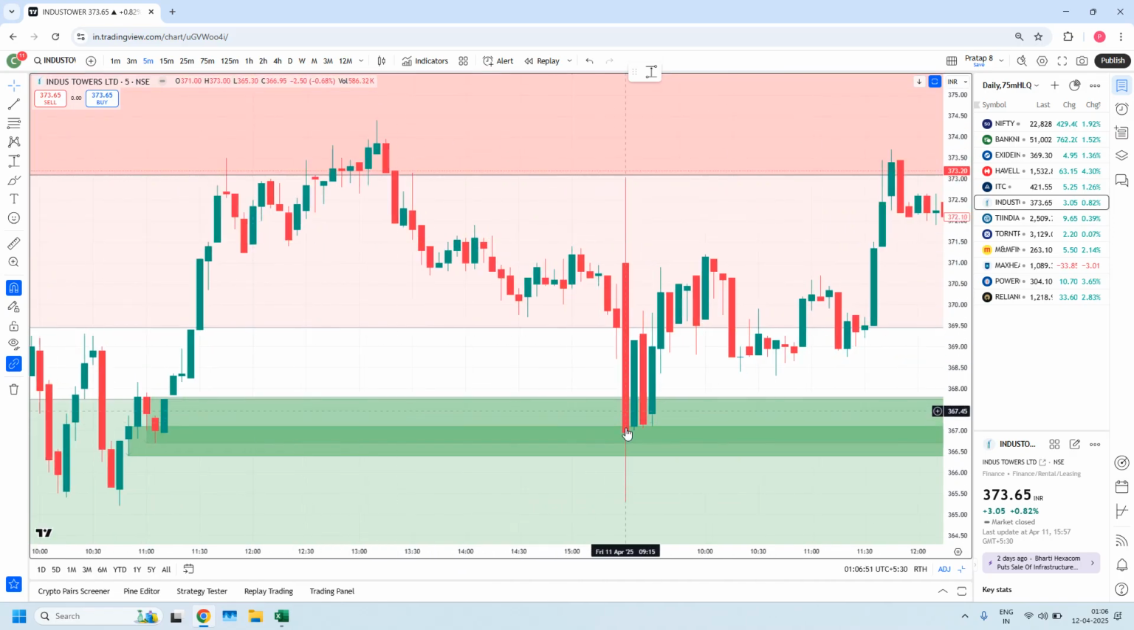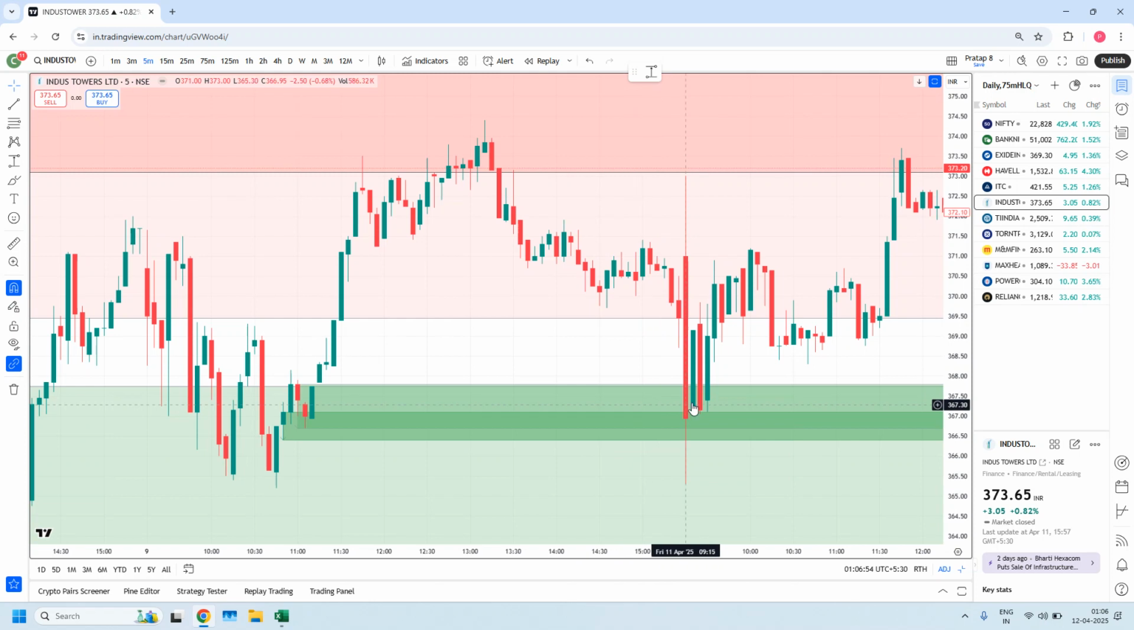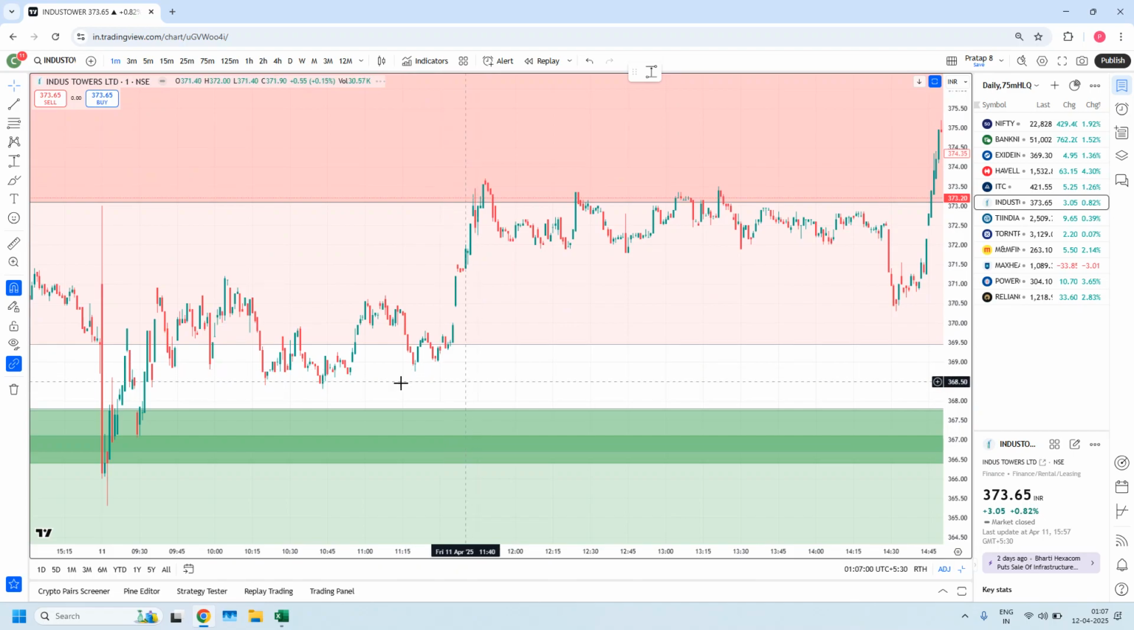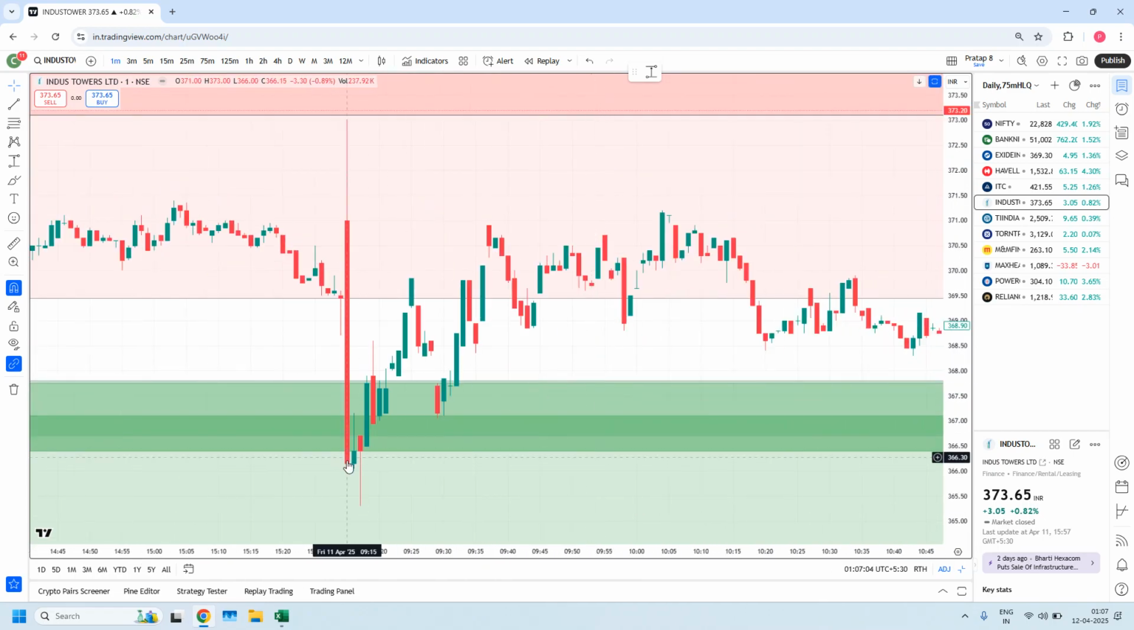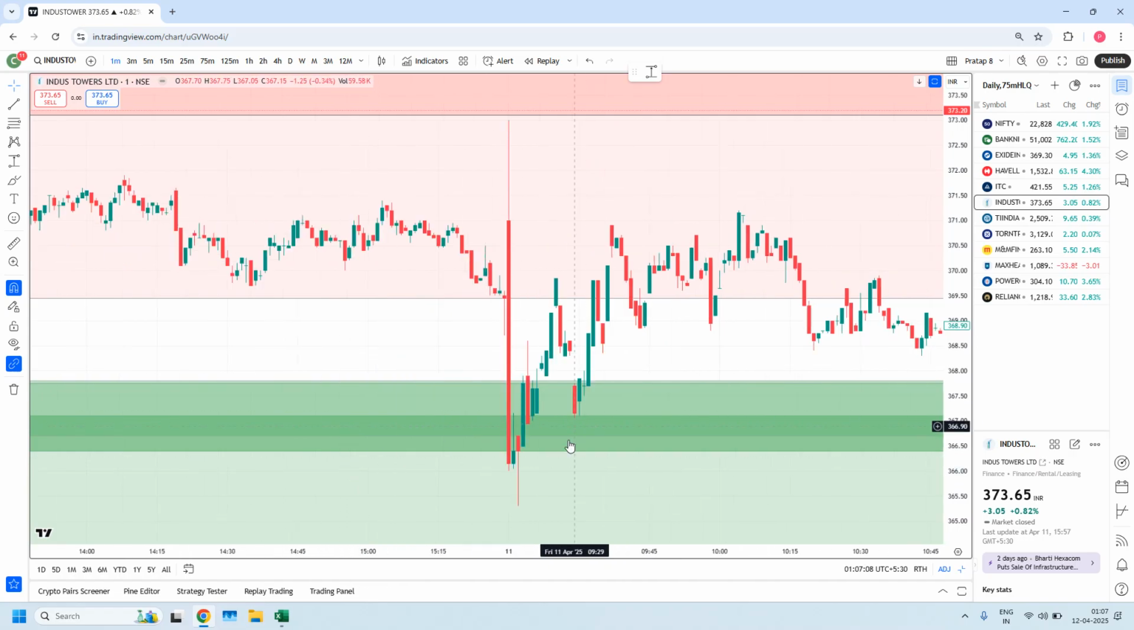But today this is violated, right? Yes. But why is it not a stopped-out trade? Because it is in the 9:15 1 minute candle. Go to the 1 minute time frame. See, the morning 9:15 candle itself, price closed below this zone. So that's why we can't plan any trades in this.